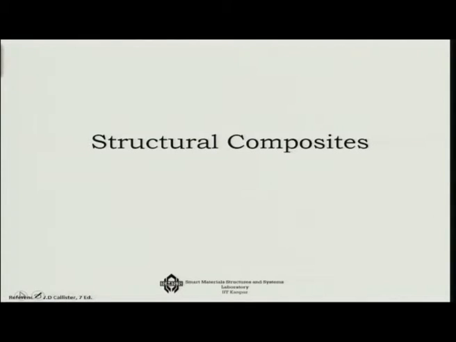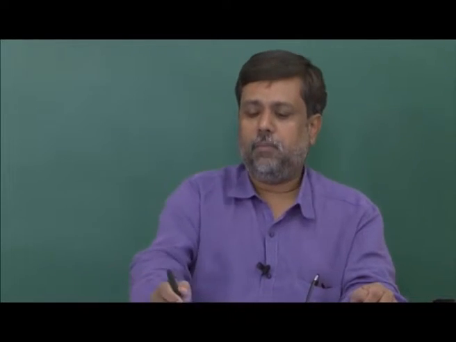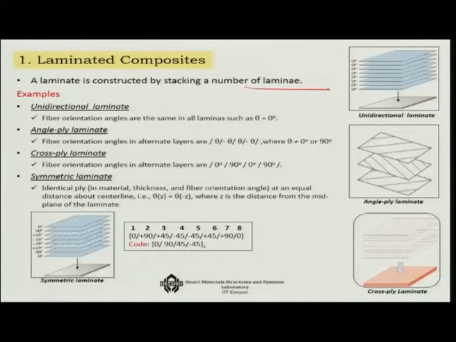Now finally, I will talk about the structural composites, which means how do you make them layer by layer. Yesterday in the last class itself, I explained that a laminate is constructed by stacking a number of laminae. Examples are unidirectional laminate, where the fiber orientation angle is the same in all lamina, such as 0 degree, or the cross ply laminates where it is like 0, 90, 0, 90.